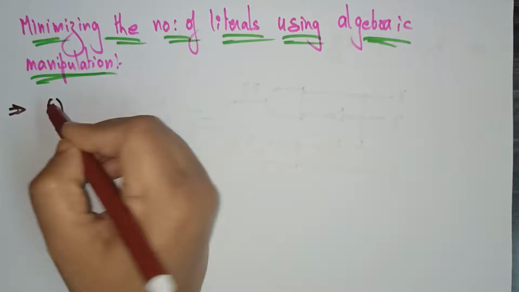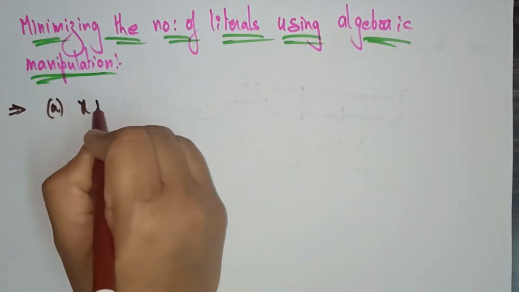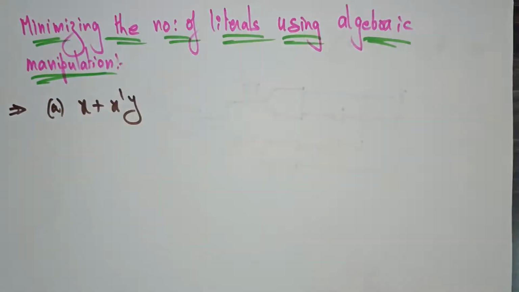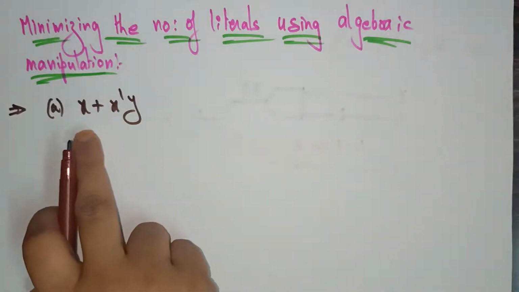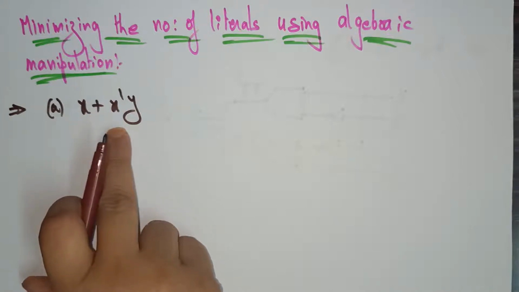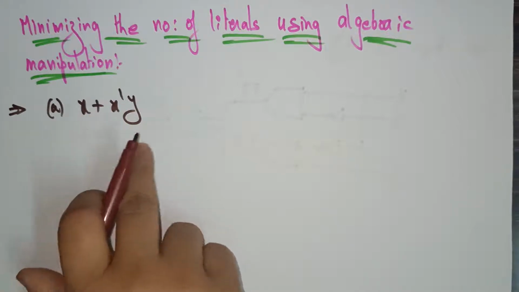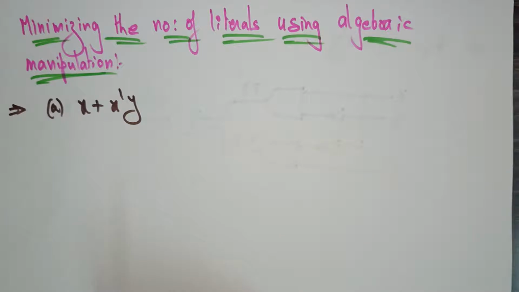Let me take a first expression. Here I'm taking an expression like x plus x dash y. This is my Boolean function. I want to minimize the number of literals here. Already here I am having 1 literal and here 2 literals. So this already seems to be a very simple Boolean function. Even though it is simple, I still want to make it simpler, with fewer literals.